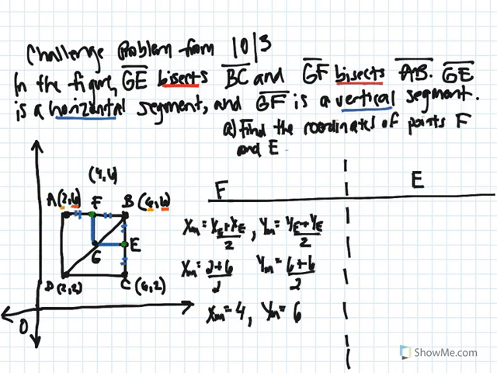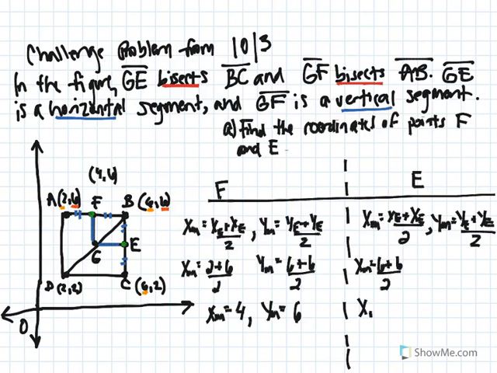All right, and then GE bisects BC. So we know that E splits BC into two equal parts. Therefore, E must be the midpoint. So we have XM. I'm writing my formulas again. And my x coordinates this time are 6 and 6. So I have x midpoint equals 6 plus 6 over 2. X midpoint equals 12 divided by 2 equals 6.